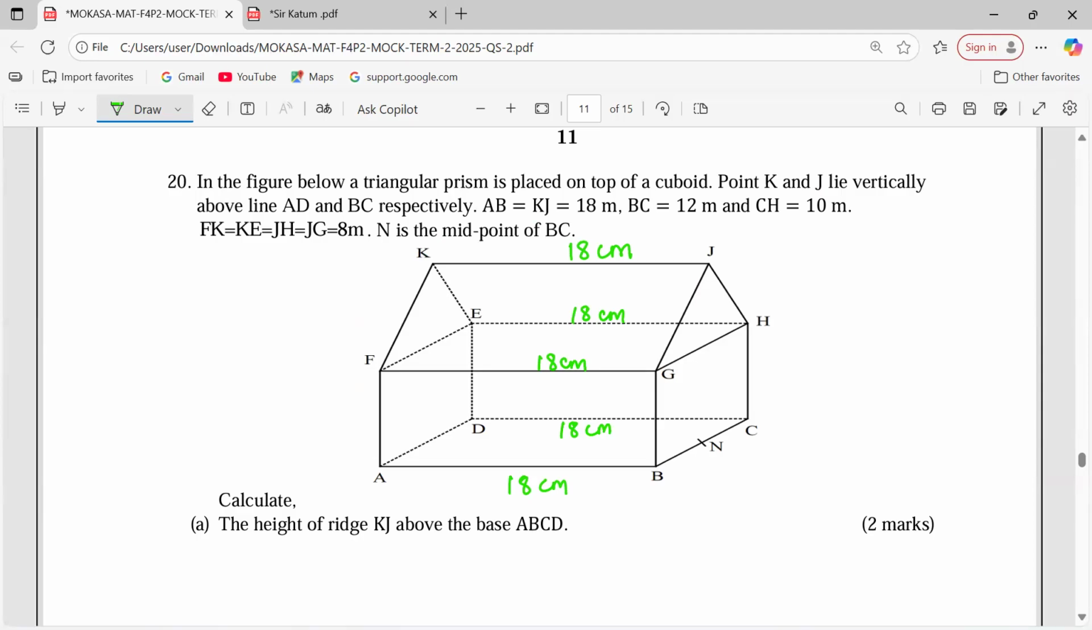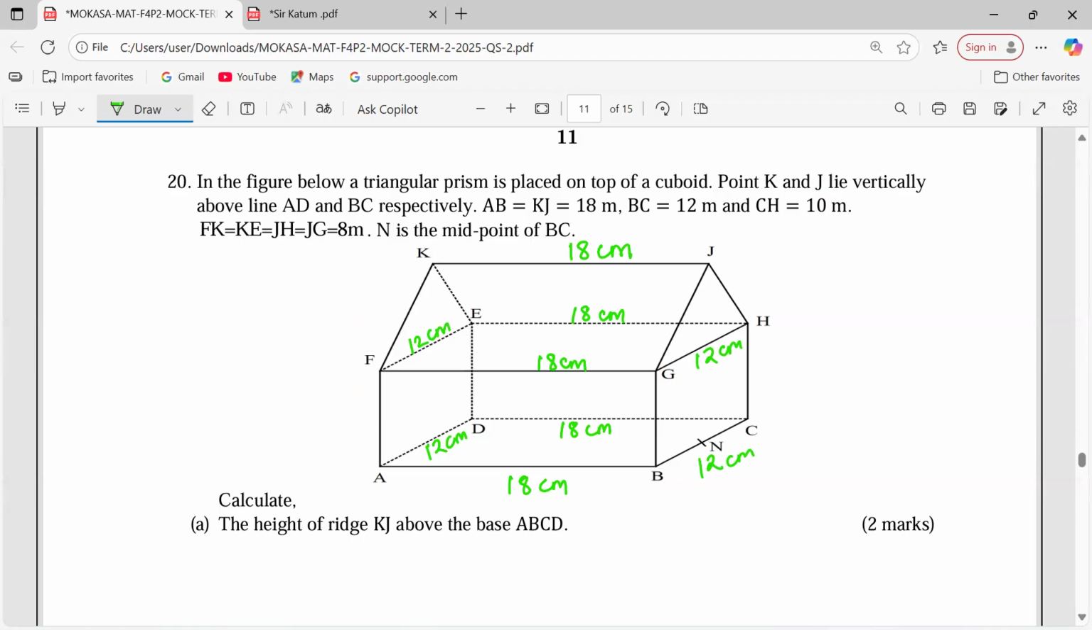This is a cuboid, remember? So if this is 12 centimeters, then up here we have 12, and across here we have 12, and up there we have 12 centimeters, like that.